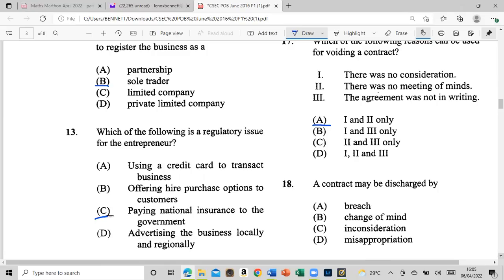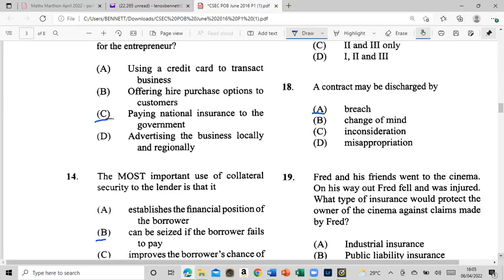A contract may be discharged by, is it a breach, change of mind, inconsideration, or misappropriation? And that is a breach. Once a breach of contract, trouble did it. All right. So let's move on to number 19.